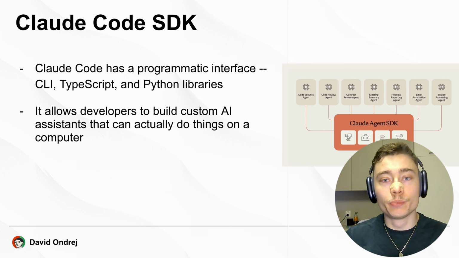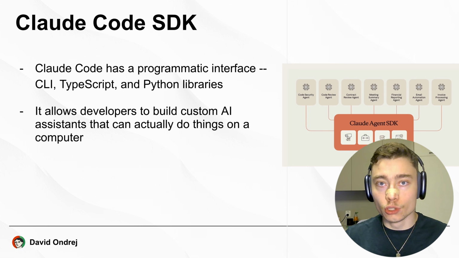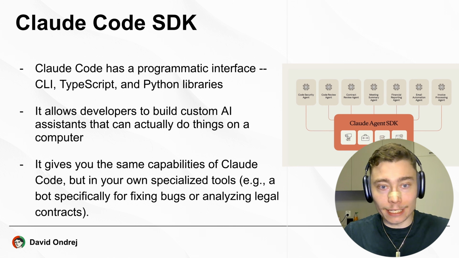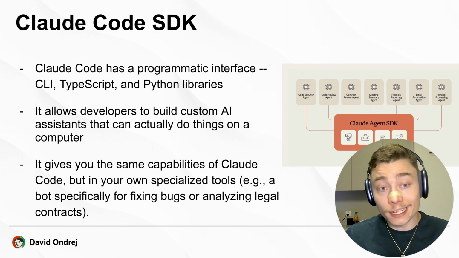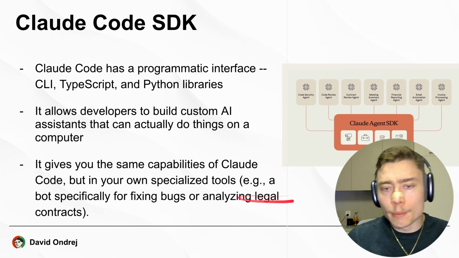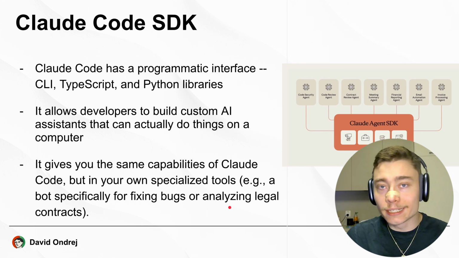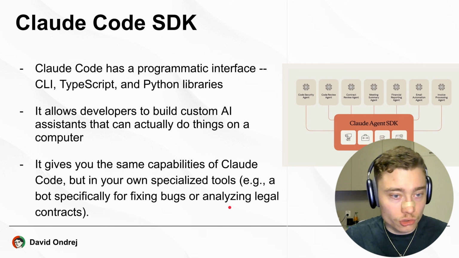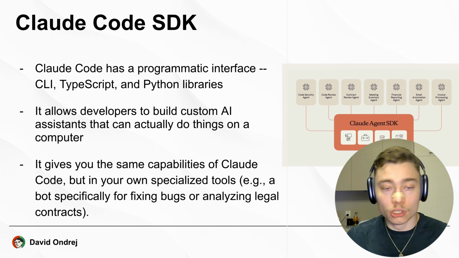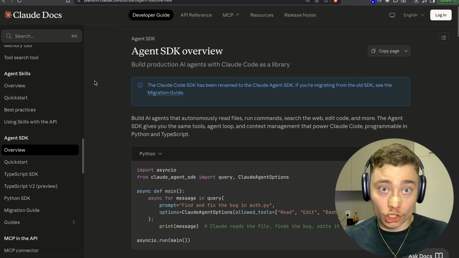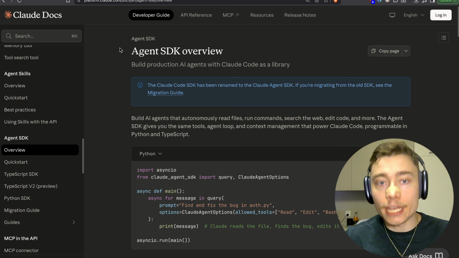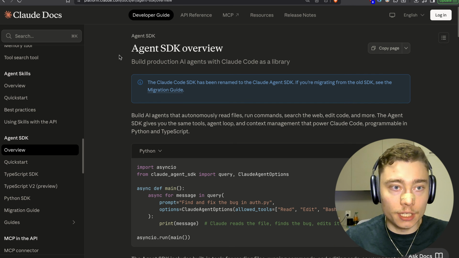It allows developers to build custom AI agents that can do things on a computer in a similar way Claude Code can. So basically, it gives you the same capabilities of Claude Code, but in your own specialized setup. So maybe if you're a lawyer, you would make it all about legal actions, analyzing legal contracts, researching previous lawsuits, whatever. Now, the official name for the Claude Code SDK is the Agent SDK, and here's what the documentation looks like.